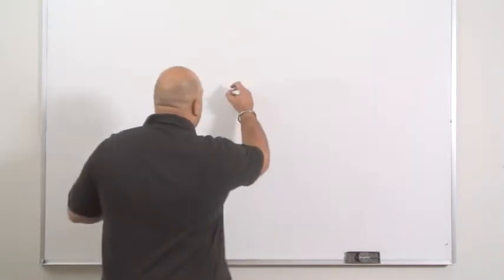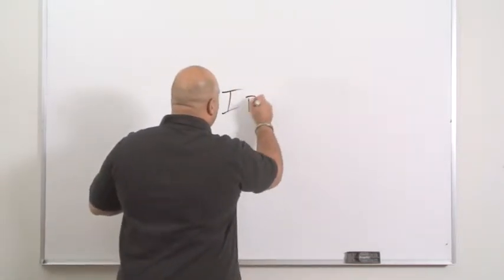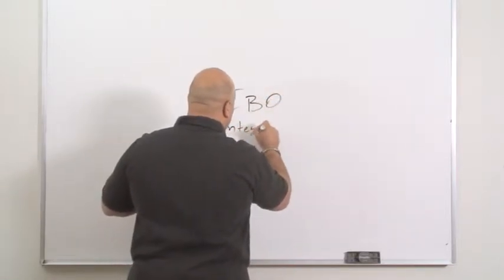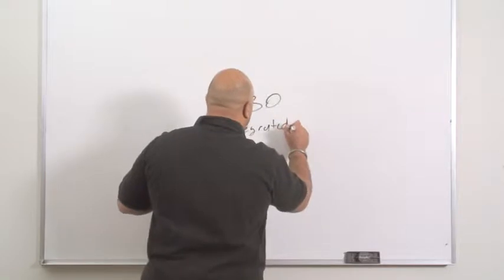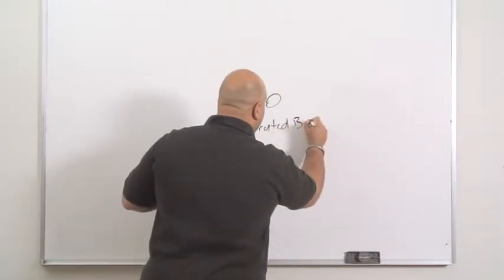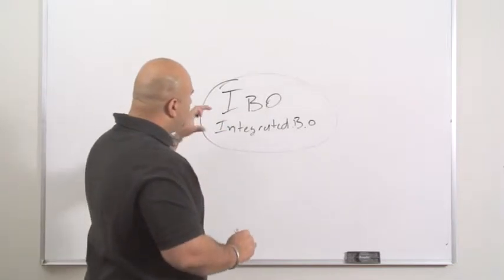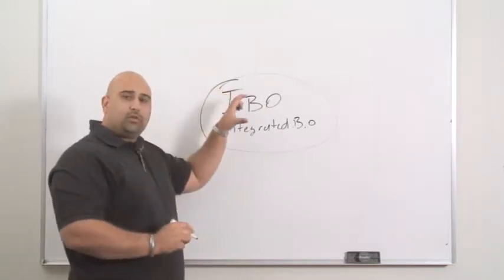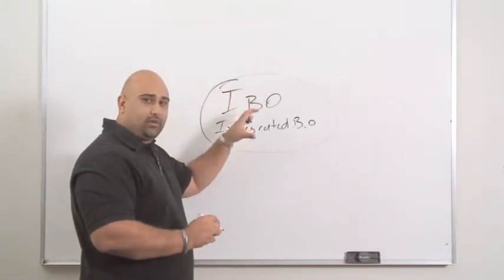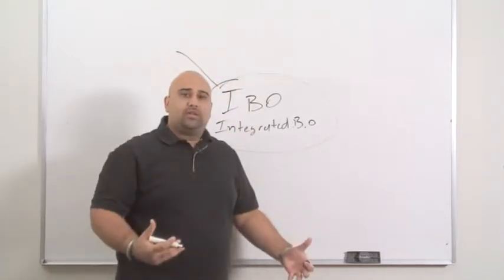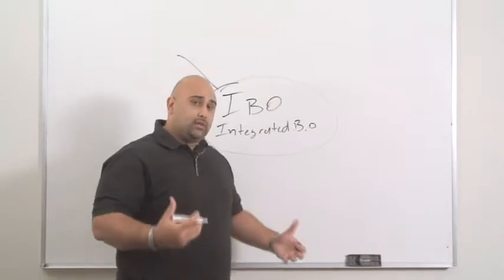So I'll start off with the IBO. The IBO is what we call the integrated back office, and this is the brain of ROiq right here. This is where everything is managed from, and this is what powers everything. So first off, when you start an internet business, what you need is a website to sell your products.